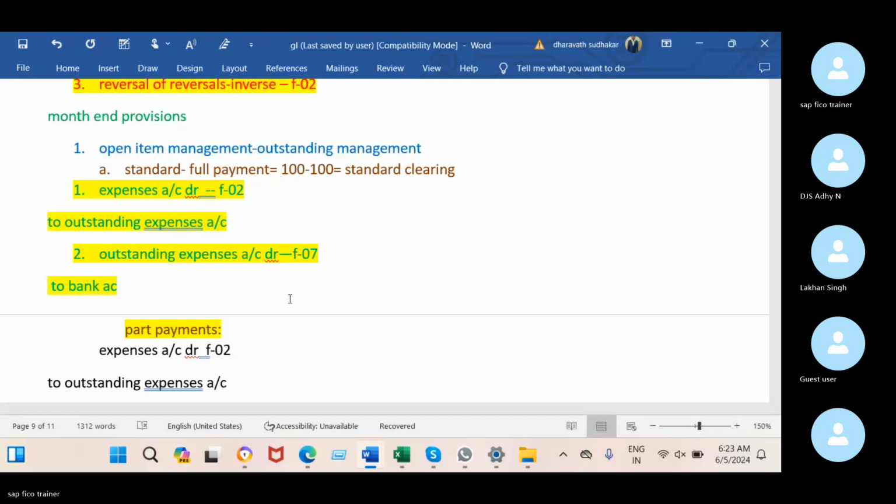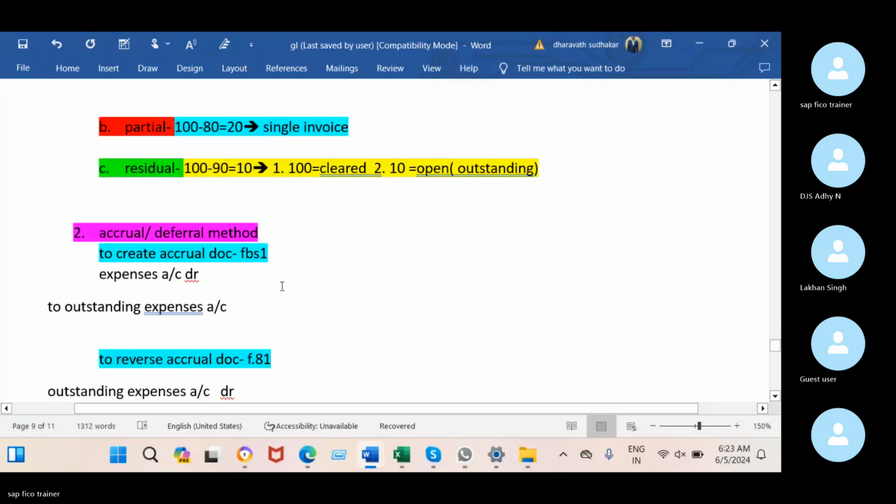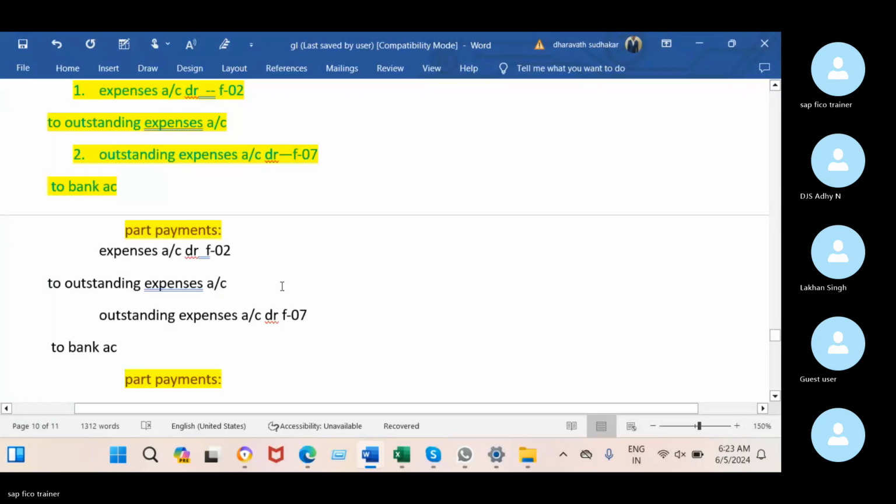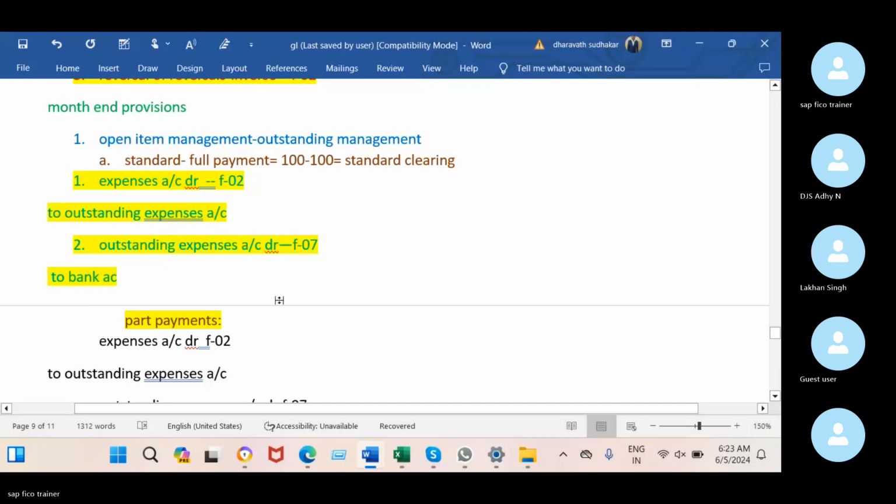Next, under month-end provision, we have two things: open item management and accrual deferral method. Open item management is nothing but management of outstanding. How can you manage the outstanding? By paying them.